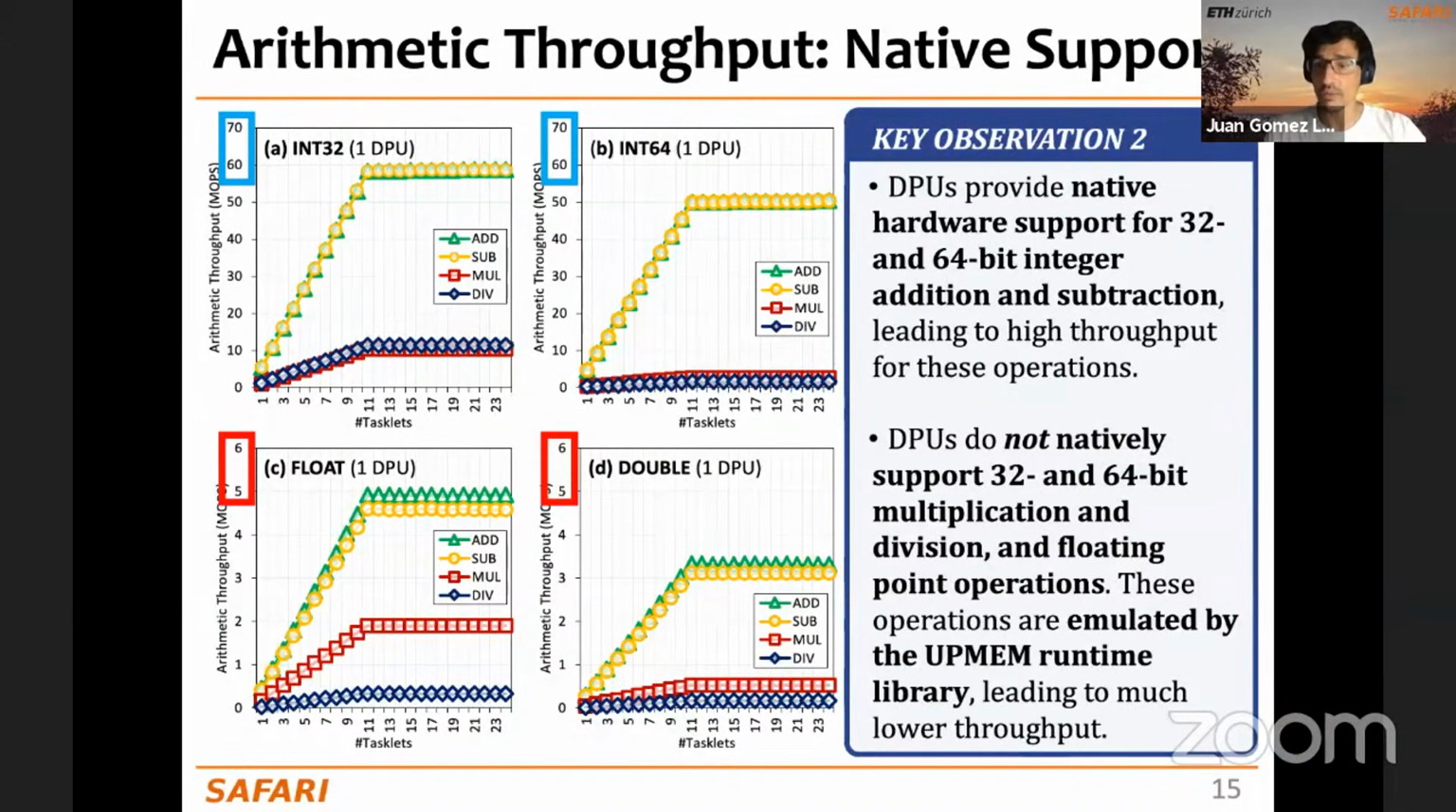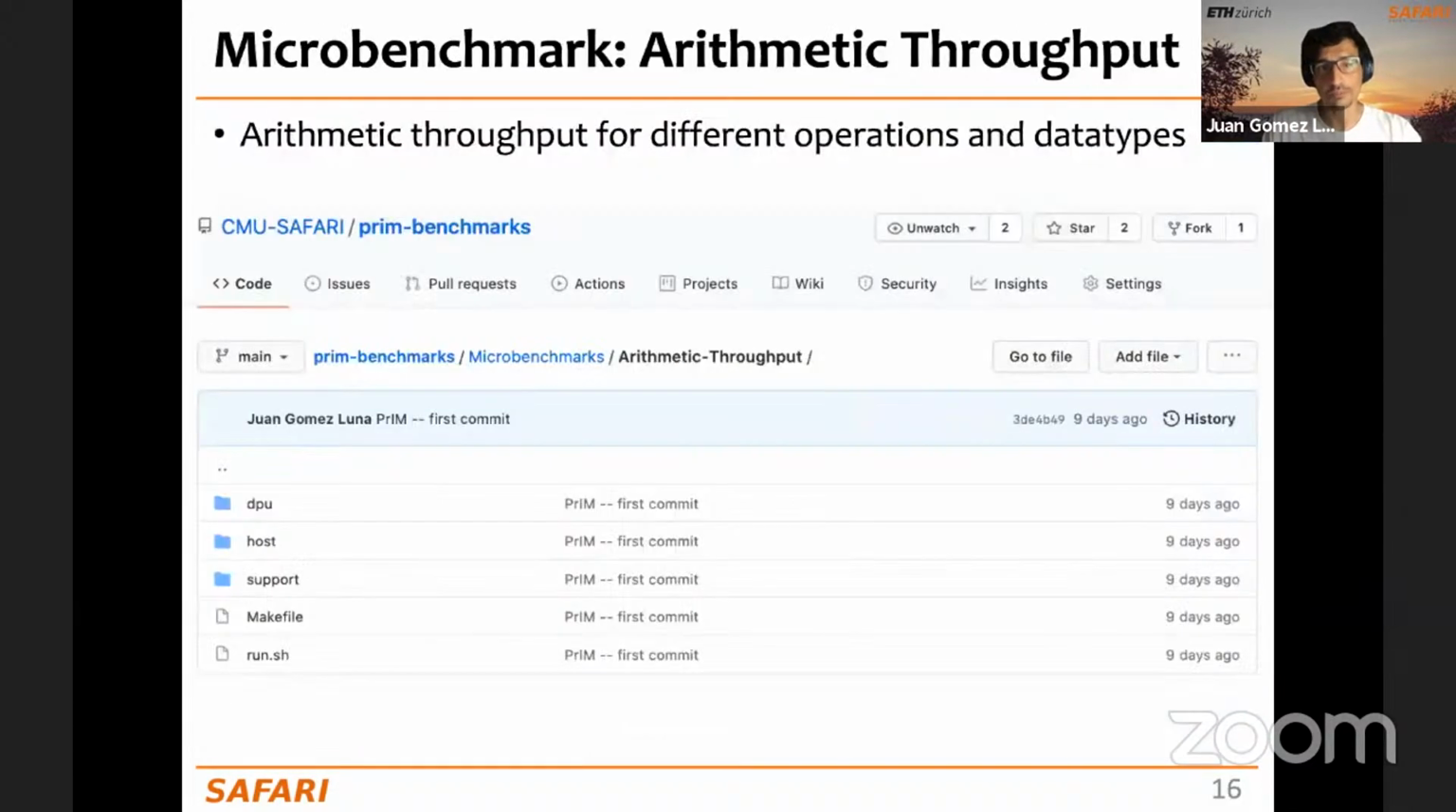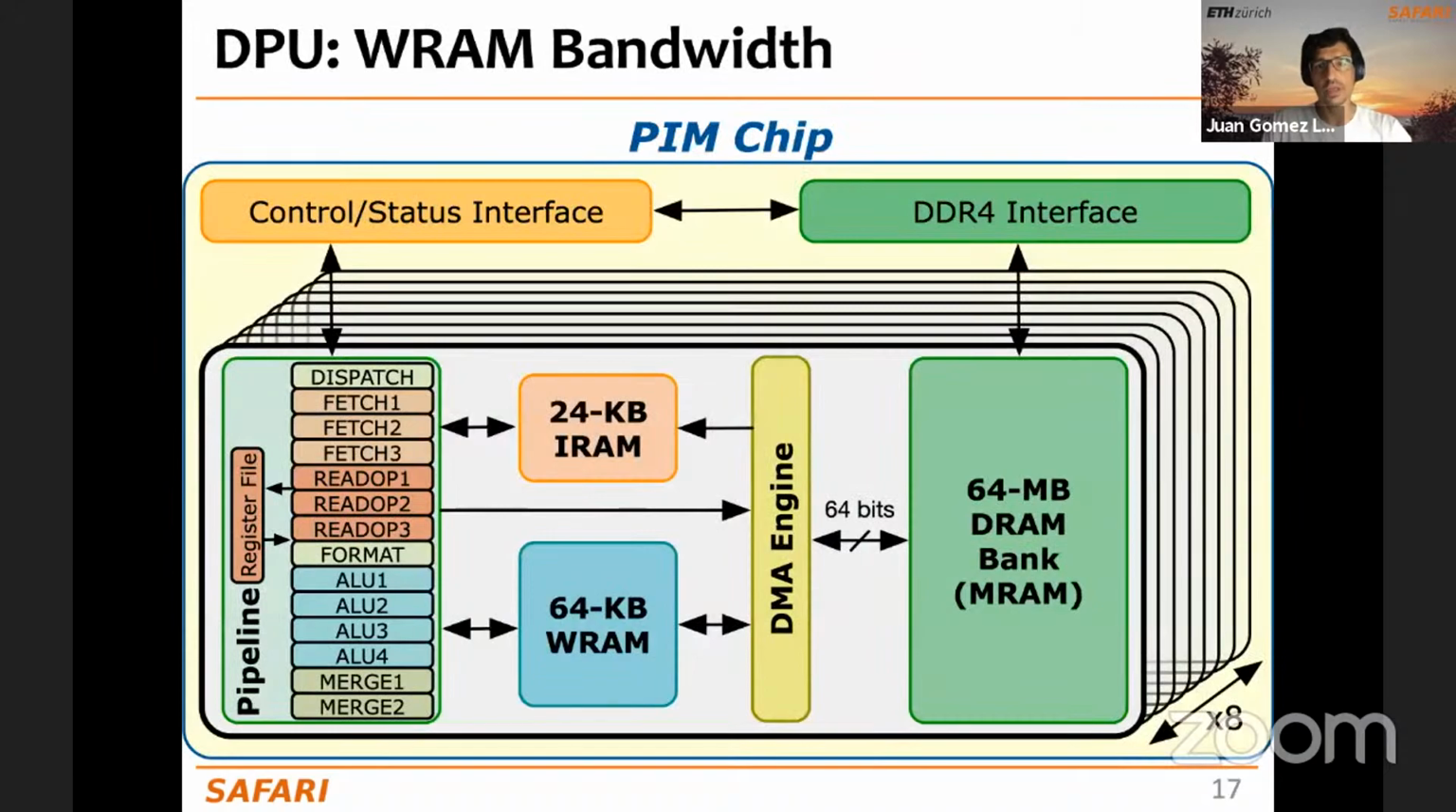So all of these are emulated, and this is what leads to the much lower throughput. Okay, so these are some of the results that you can later find in our paper as well. And the code is available for you if you want to use it, analyze, or rerun eventually. It's available in our benchmark suite, as you can see.